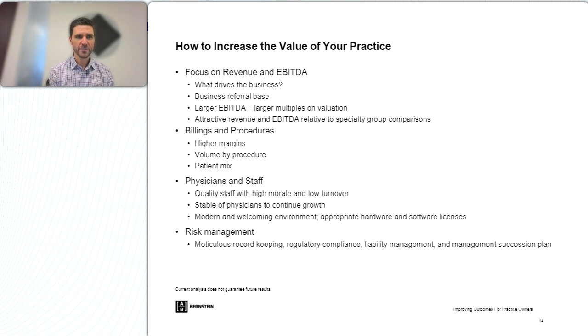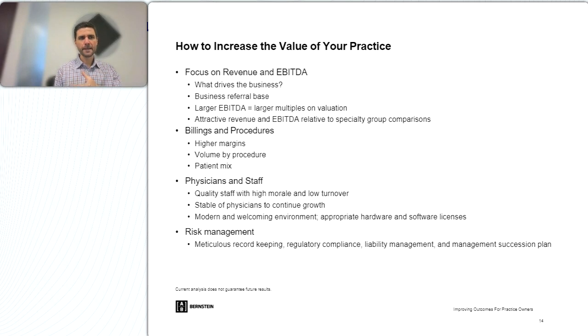Physicians and staff, we've mentioned, staff with high morale, low turnover, stability of those physicians continuing to grow. Certainly the culture is important within the offices as well. Our doctors and providers and nurses and the whole team rowing together to produce that experience. It's not just the experience that your patients are getting with you, the physician. It's everyone they're interacting with at the clinic.